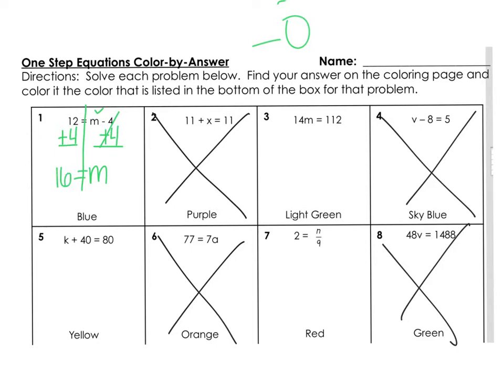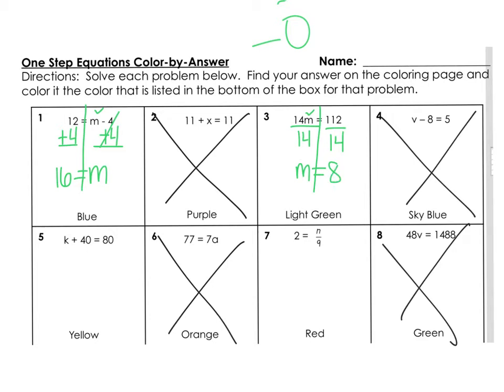Number 3, we have 14m equals 112. 14m means 14 times m. If I want to get m by itself, I have to do the inverse of multiply, which would be divide. So I'm going to divide both sides by 14. I get m equals 8.